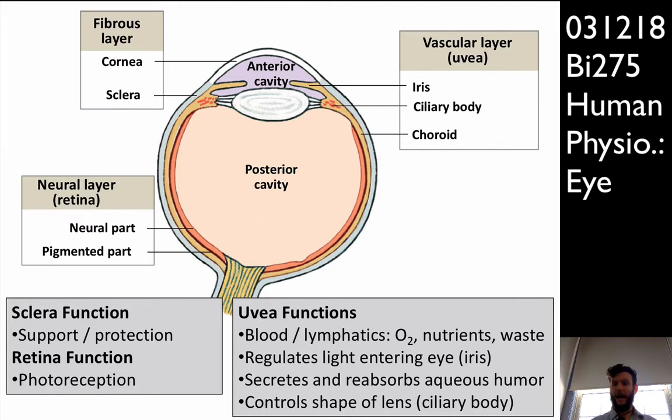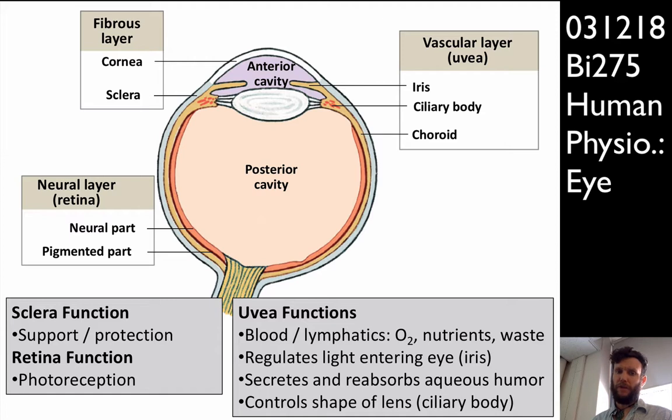The next layer of the eye is the vascular layer, and we call the layer as a whole the uvea. It has a few different parts. In this diagram, it's labeled in brown. There's the iris of the eye, the colored part of your eye that has the pupil that dilates or constricts. There are some muscles in the iris. Then there's the ciliary body, another ring of muscle that's a little bit deep to the iris.